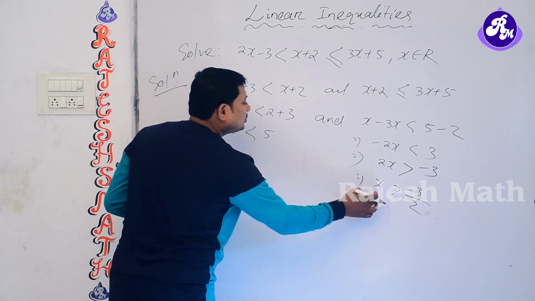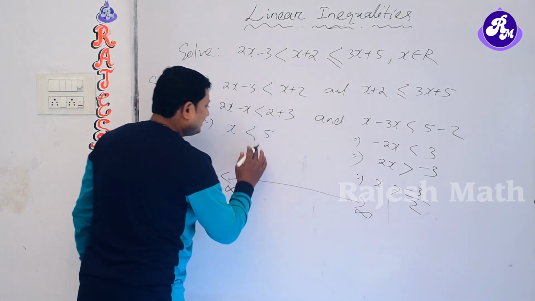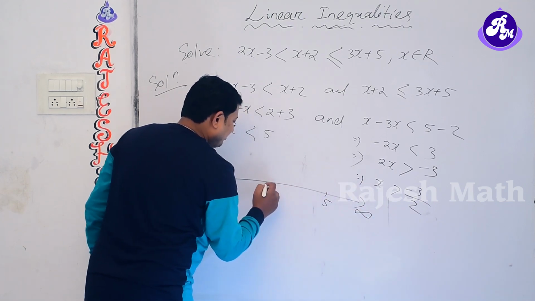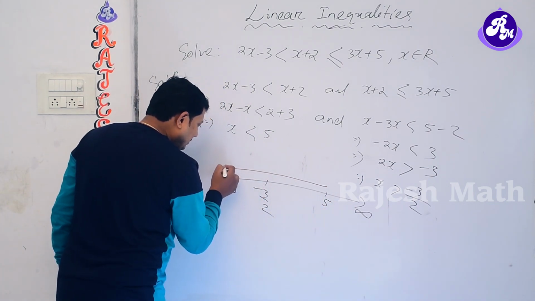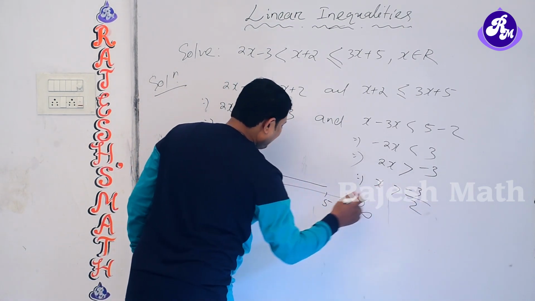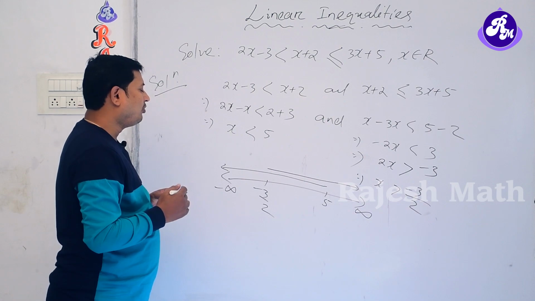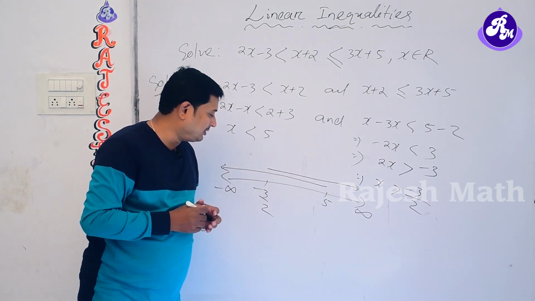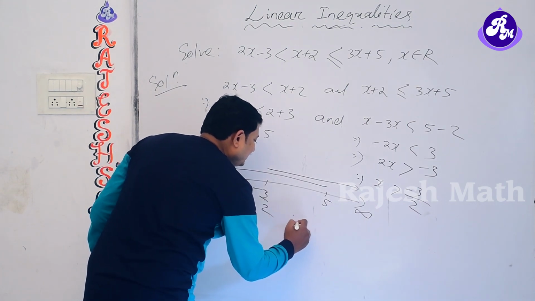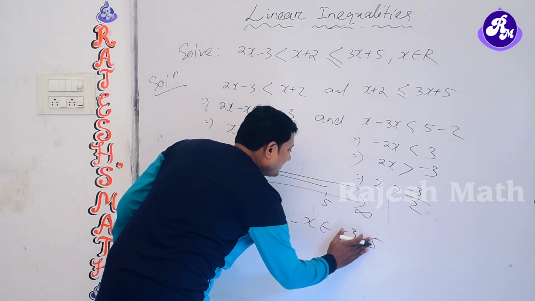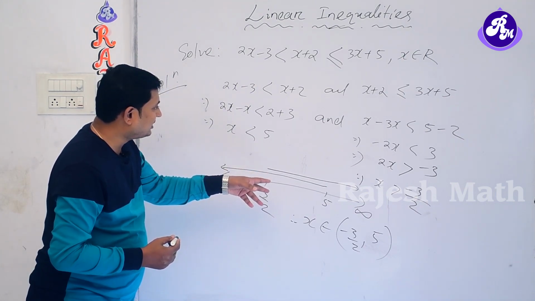Now combine these two solutions. Take the number line over here. See, this is minus infinity, this is infinity. x less than 5 means 5 is coming. Here minus 3 by 2 is coming. See, x less than 5 means all the solutions from 5 toward minus infinity. Next, x greater than minus 3 by 2 means minus 3 by 2 up to infinity. Now, where are you finding the double lines? It will be minus 3 by 2 to 5, and this is the combined solution. Therefore, the solution is x belongs to minus 3 by 2 up to 5, and this is the right solution.